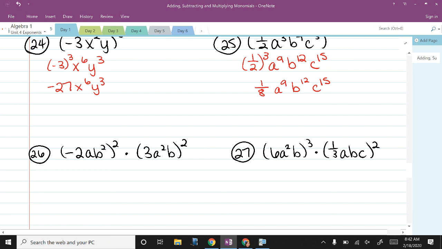So everything in this parentheses is getting an extra square, right? If it doesn't have an exponent, it gets a square. If it already has one, I multiply it times 2, right? So negative 2 is going to have what exponent? A 2. A is going to get a 2, and B is going to get a what? 4.